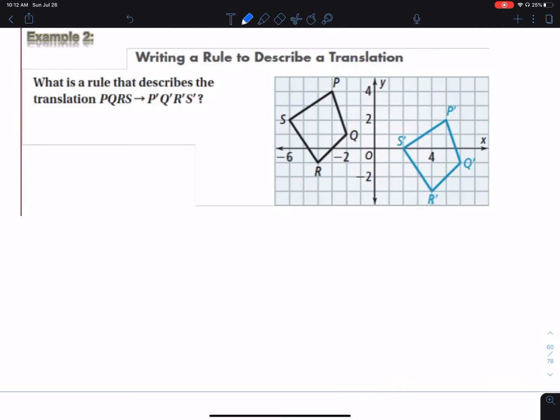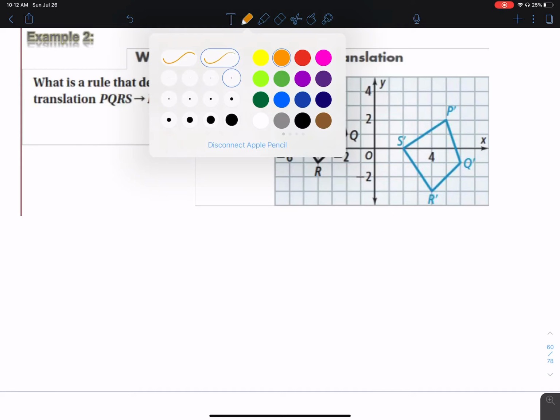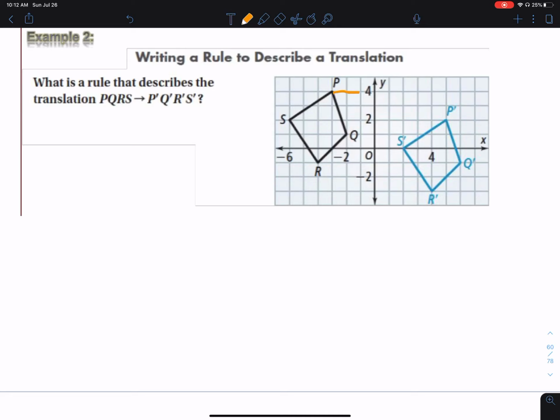Writing a rule to describe a translation. What is the rule that describes a translation of figure PQRS to P prime, Q prime, R prime, S prime? Well, just pick one of the points. I'm going to pick P, and I'm going to have to go to the right 1, 2, 3, 4, 5, 6, 7, 8 units. So that's plus 8. Then I have to go down 2 to get to P prime.